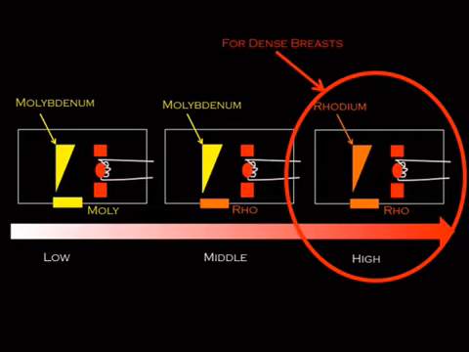Now you can also have a moly anode that's combined with an aluminum filter, and that will also produce a harder beam.